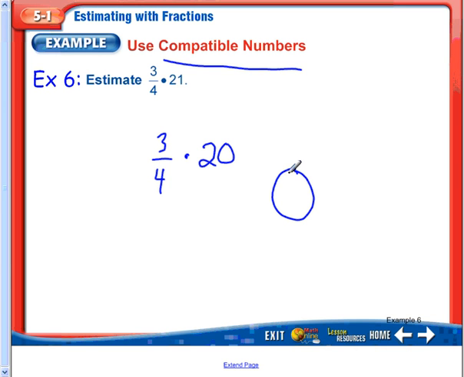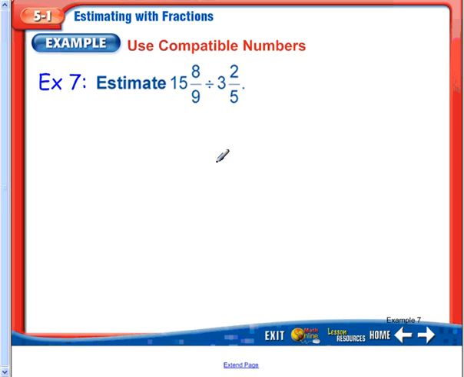Okay, and whenever I think of fourths, I can always take a circle and split it into 4 equal groups. And if I want to look at 1, 2, 3 of those groups and find out how much of that would be out of 20. If this whole circle is worth 20, I would say there's 5, 10, 15. And this empty one would make 20. So 3/4 of 20 would make 15. So we're still estimating here because we didn't find 3/4 of 21. We found 3/4 of 20 using compatible numbers.